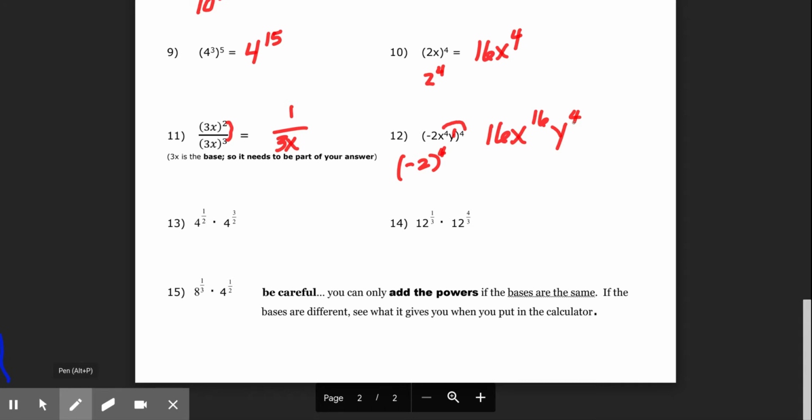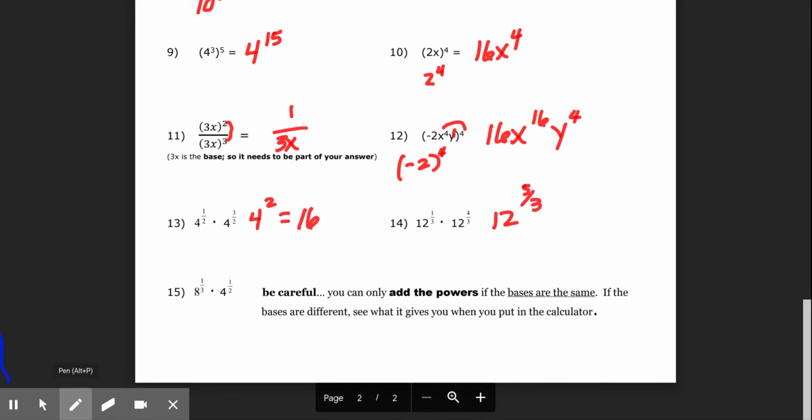Number 13, let's see, 4 is your base. 1/2 plus 3/2 is 4/2, which is 2. So that would actually give you 16. Number 14, again, 12s are your bases. So 1/3 plus 4/3 is 5/3. So it'd be 12 raised to the 5/3 power.